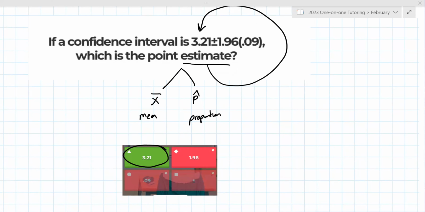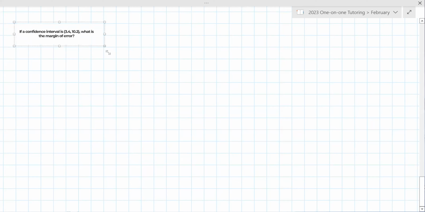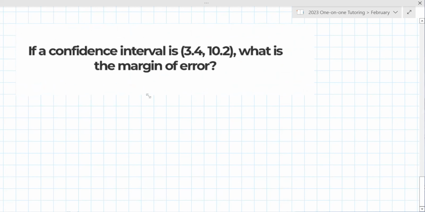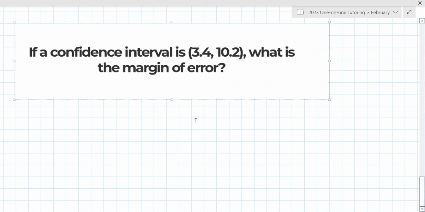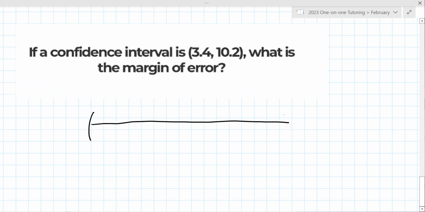Here's another one. I don't know which number it is, so let me just grab it before we go to 5. Maybe these are 4, 2 and 4. Okay, if the confidence interval is 3.4 comma 10.2, what is the margin of error? So I always like to just draw this, left bound, right bound. This is really the upper limit, and this is the lower limit.